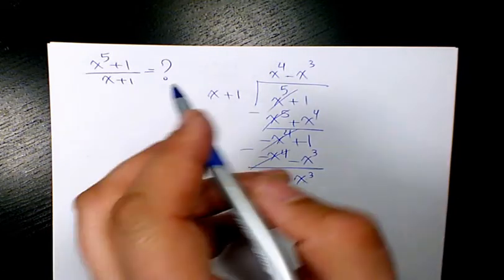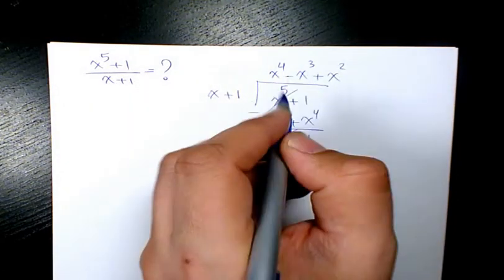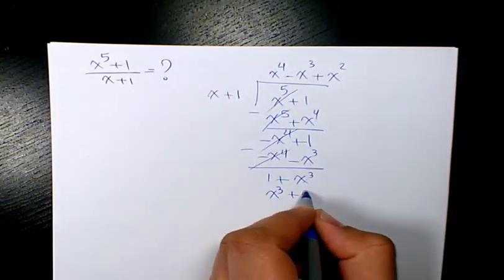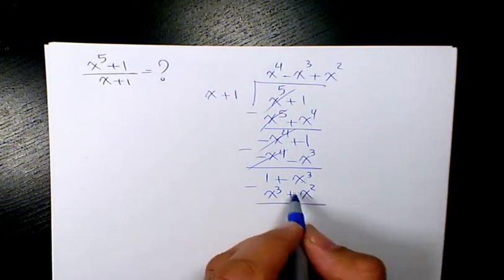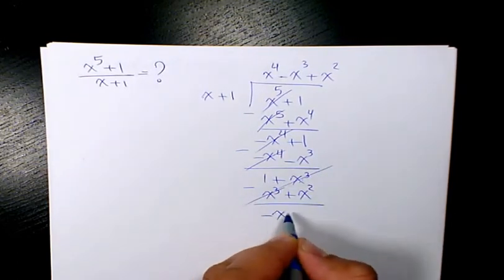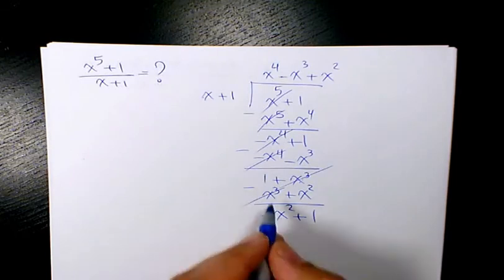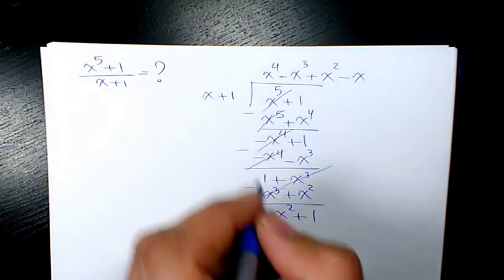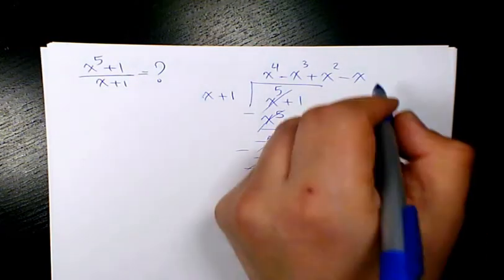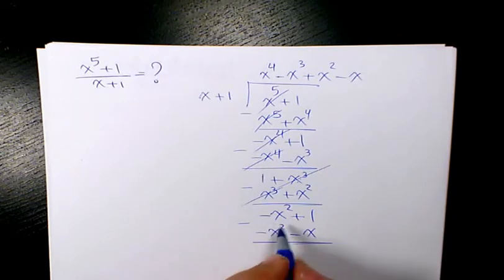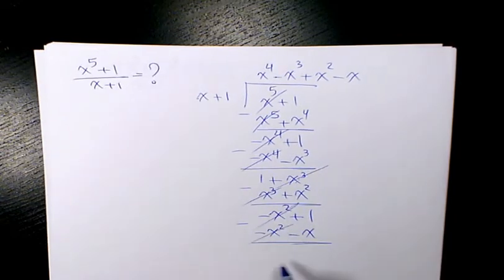x cubed divided by x is going to be x squared. x squared times x is x cubed, x squared times 1 is going to be x squared. When you subtract it, these two cancel out, and we will have 1 minus x squared. So minus x squared plus 1. Minus x squared divided by x is going to be negative x. Negative x times x, negative x squared, negative x times 1, negative x. When you subtract it, these two cancel out, and we have 1 plus x.